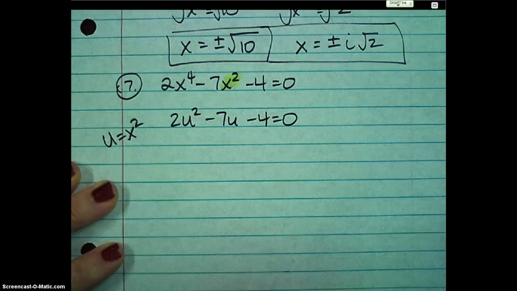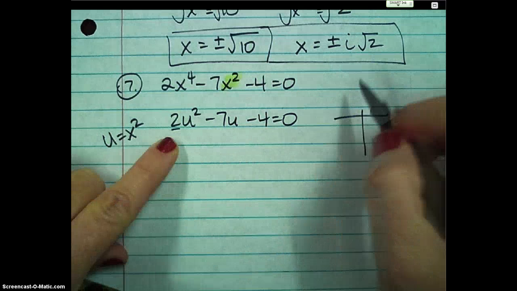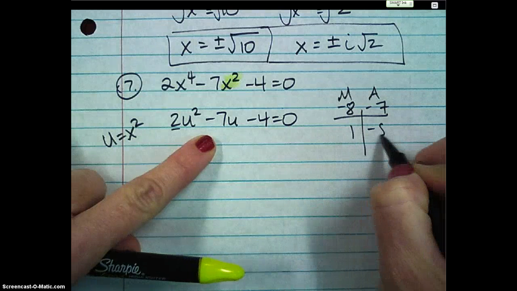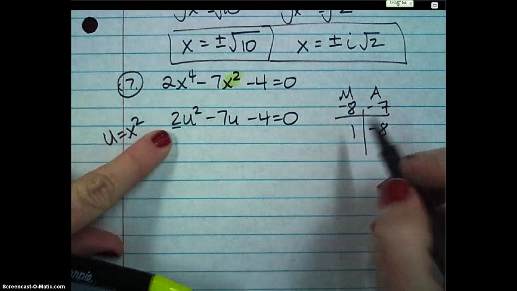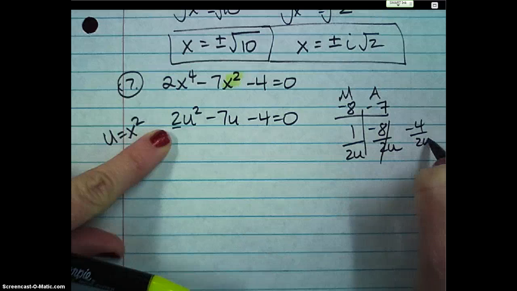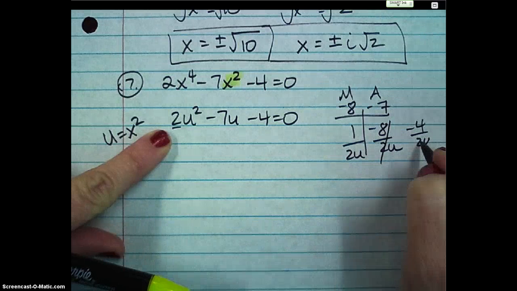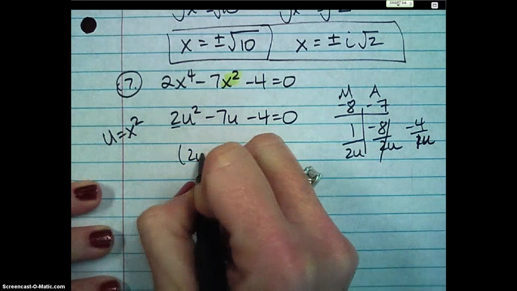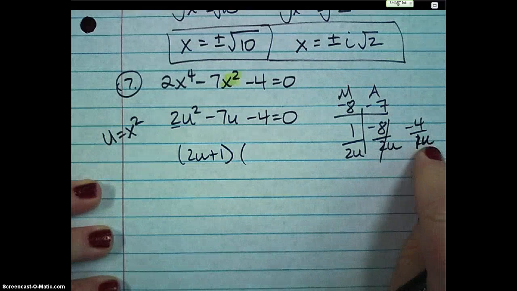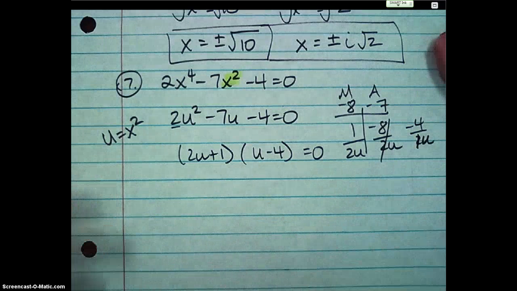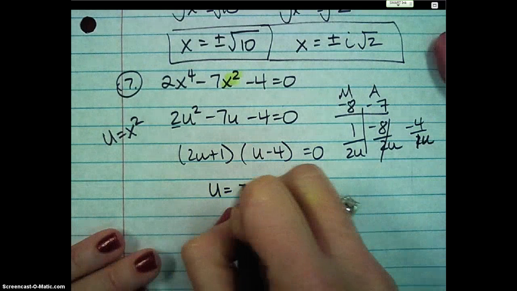To factor this one is a little bit more work because it's got that leading coefficient. So you want numbers that are going to multiply to give you negative 8 and add to give you negative 7. The two numbers would be 1 and negative 8. Don't forget to divide that 2u back out. So this cancels to give you negative 4 over 2, negative 4 over u. So your two factors are 2u plus 1 and u minus 4. u equals negative 1/2 and 4.